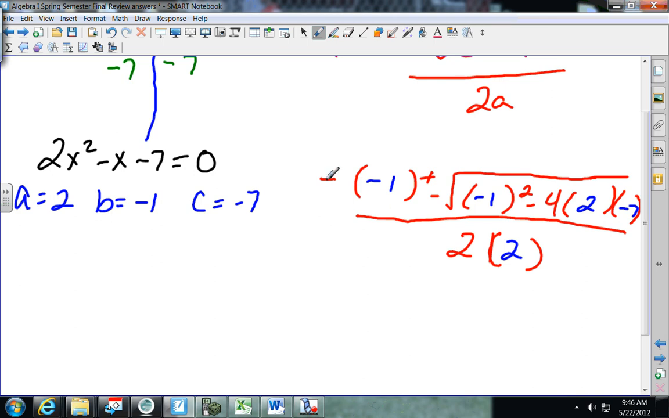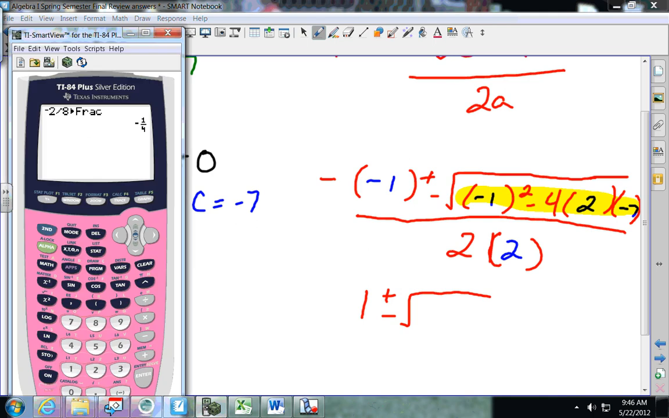Negative and negative, this means a positive 1. Plus or minus the square root. Well, we need to do what's underneath the square root sign in our calculator right here. Leave that square root here. We're not doing that yet in the calculator. We're going to put in parentheses, negative 1 squared minus 4 times a times c, and press enter. It gives us 57.